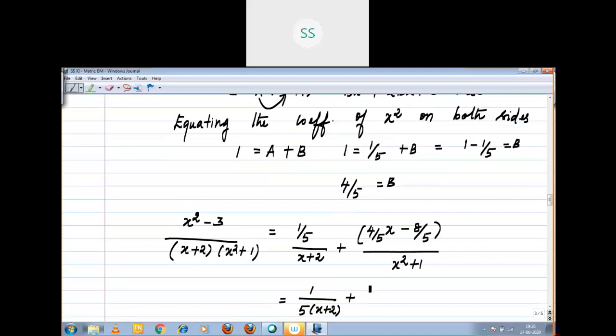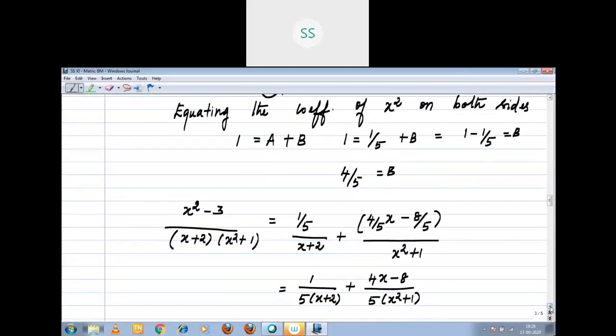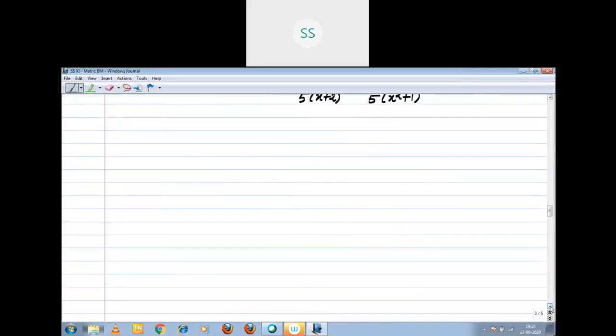Here the denominators are the same, so directly we add the numerators: (4x − 8) divided by 5(x² + 1). Got it, children? Now I am going to move to question number 10. Question number 10. What is given?